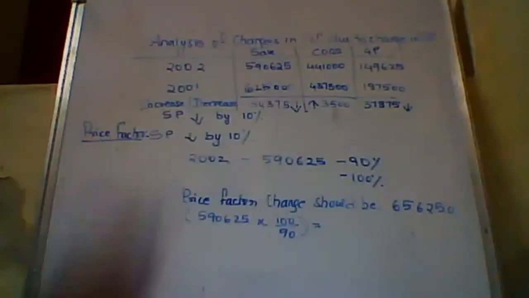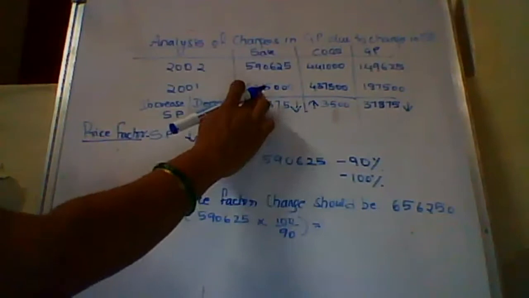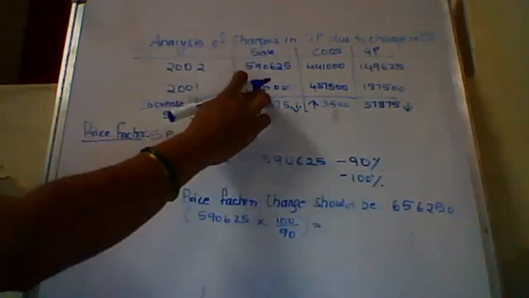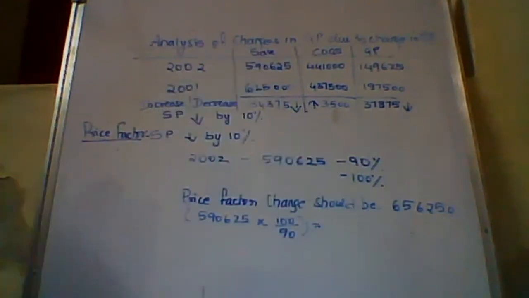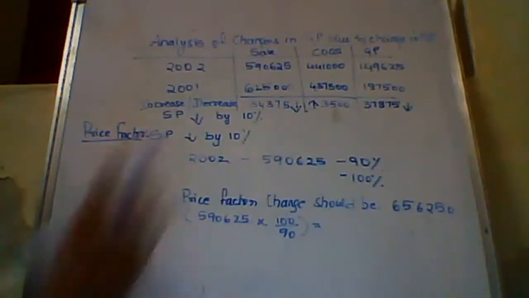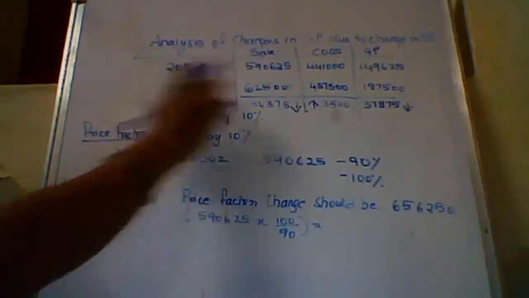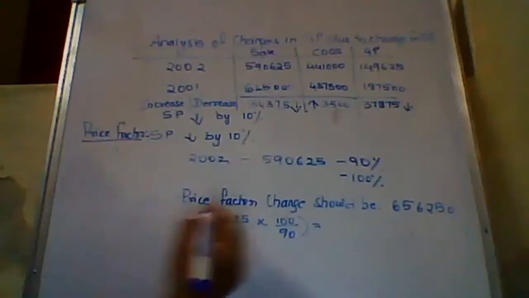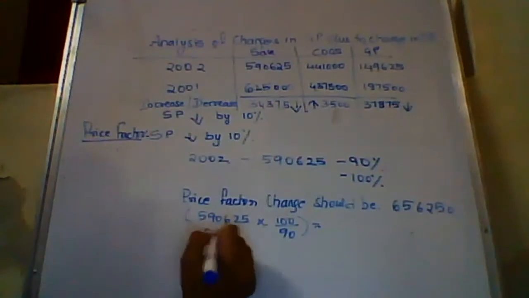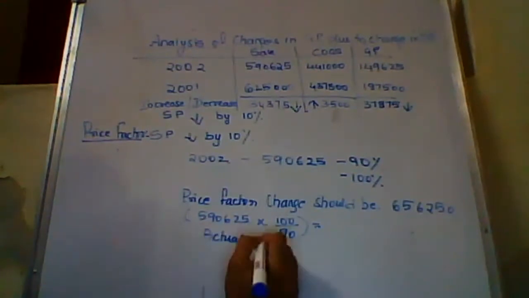6,56,250. But what is the actual value which you have? 6,25,000. If you go back and see in 2001, it should have been 6,56,250 if 10% was a reduction. But here what's happening? You have 6,25,000. It means what is the actual sale?